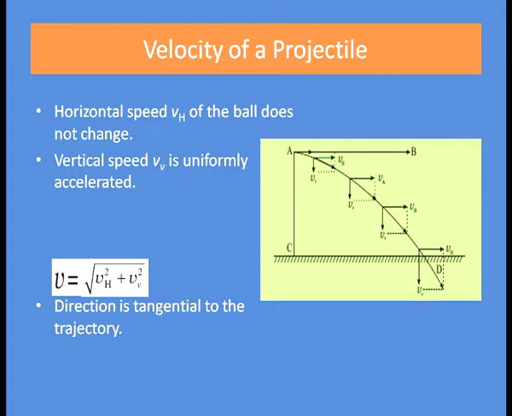And what will be the direction of the final velocity? It is tangential to the trajectory. You can see in the figure the horizontal component Vh and the vertical component Vv, and the direction of the final velocity v is tangential to the trajectory. Having defined the projectile motion, we would like to determine how high and how far the projectile goes and for how long it remains in air.